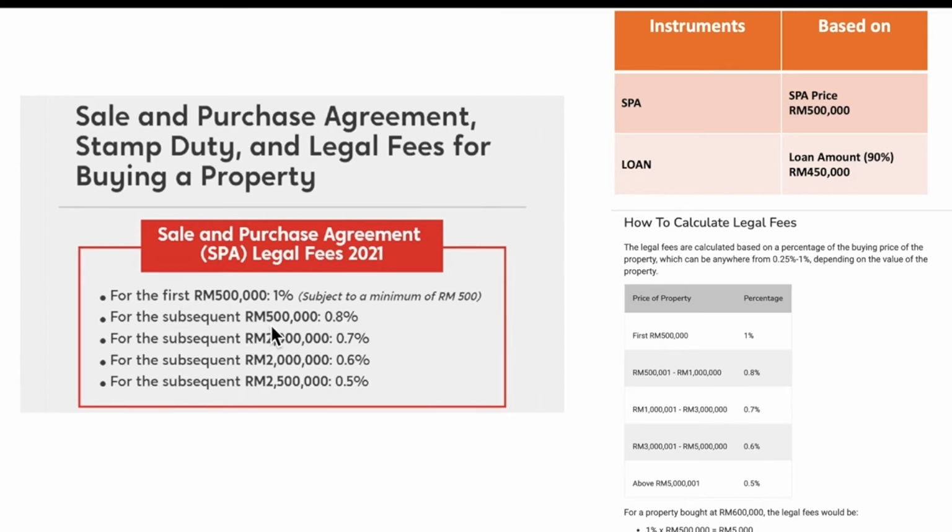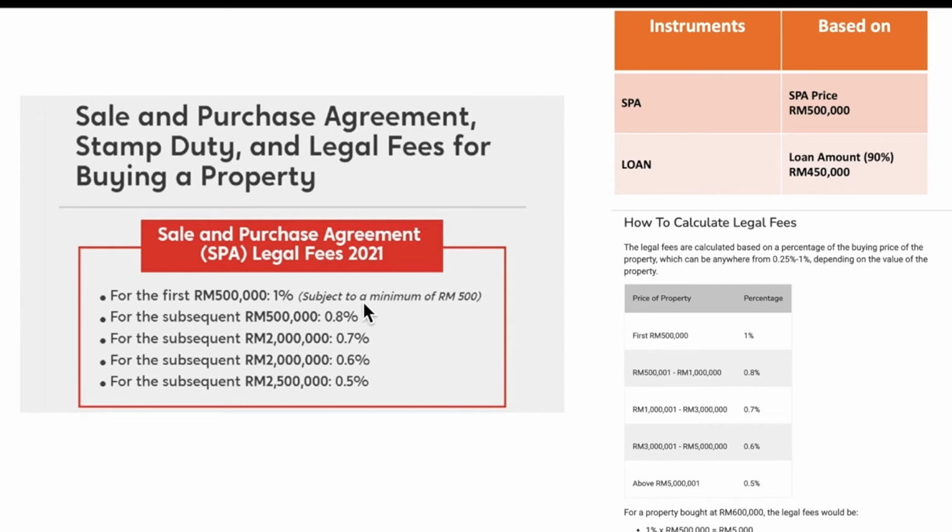That every few years they will change, okay, they will increase. So this is the latest one. For the first 500,000 they charge 1%. So meaning to say, if your S&P price is 500,000, 你的买卖合约是500千, then they will charge on this 1%. Okay, but of course subject to a minimum charge of 500.